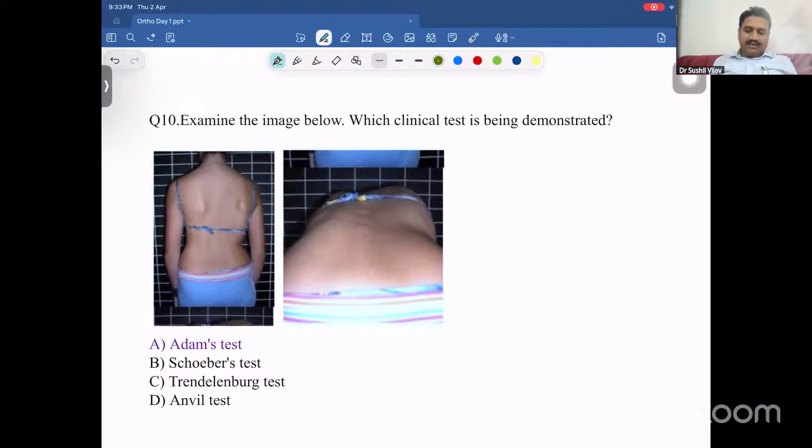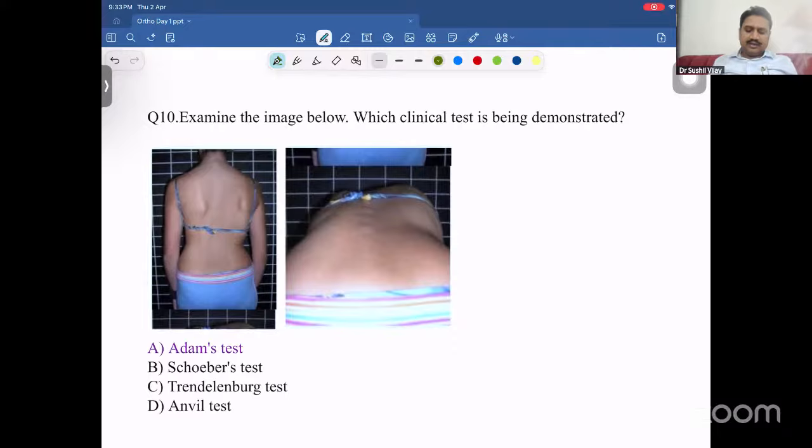Examine the image below. Which clinical test is being demonstrated? किस condition के लिए कर रहे हो आप? The lady is bending down, and once she is bending down, you can see the left margin of the shoulder, the right margin of the shoulder, they are not at the same level. They are little up and down, right?